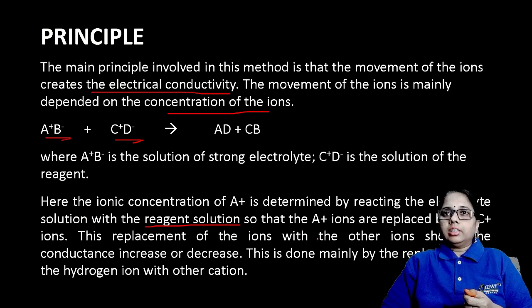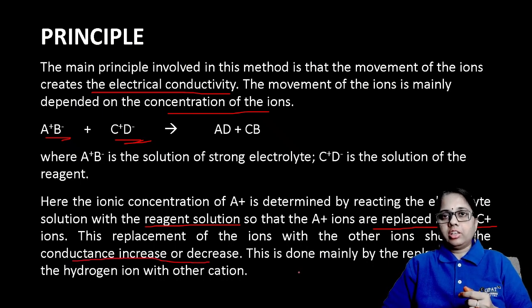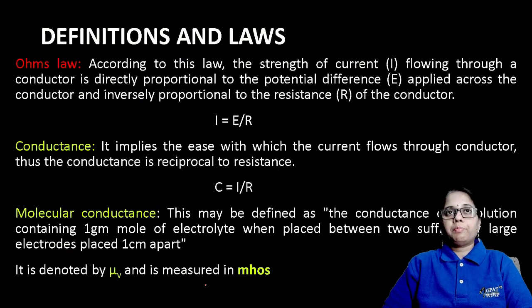The A plus ions of the electrolyte solution are replaced by the C plus ions present in the reagent solution. This replacement of ions with other ions shows the conductance either increasing or decreasing. This is done mainly by the replacement of hydrogen ion with another cation. This is the main principle involved in conductometric titrations.